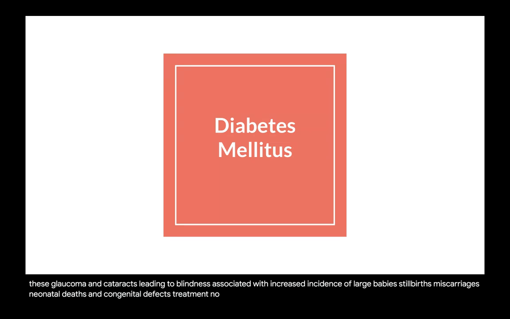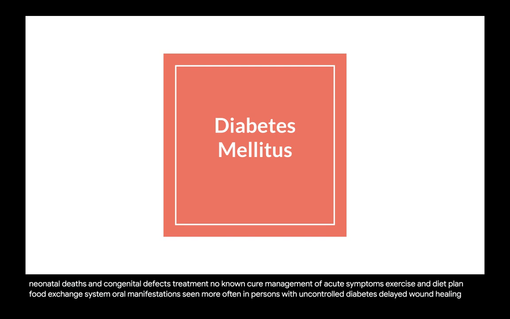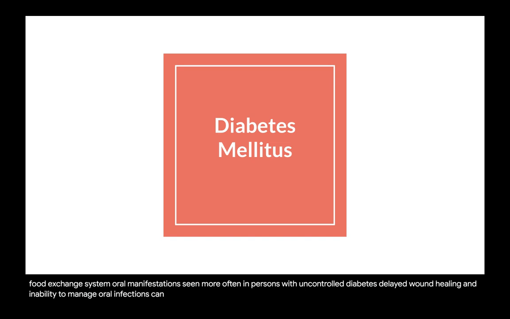Treatment: no known cure. Management of acute symptoms: exercise and diet plan, food exchange system. Oral manifestations: seen more often in persons with uncontrolled diabetes. Delayed wound healing and inability to manage oral infections, candida. Periodontal abscesses. Decreased salivary flow may lead to increased caries, may have parotid gland enlargement.